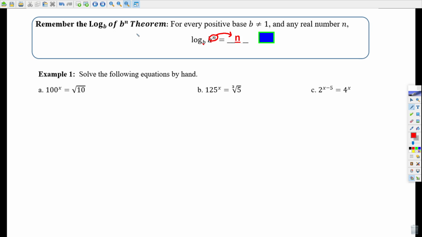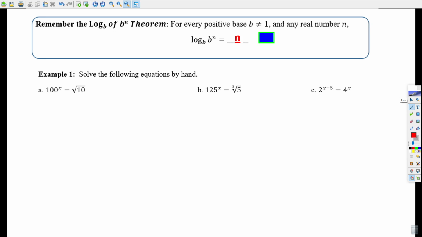So we're going to first do some problems without a calculator. We'll do it by hand, and then we'll do some where we use a calculator and actually have to solve these. But first, I'm going to use this property, log base b of b to the n, to solve these problems by hand. And then we'll have a shortcut that we can use to make it a little bit faster. So how do we solve this by hand?